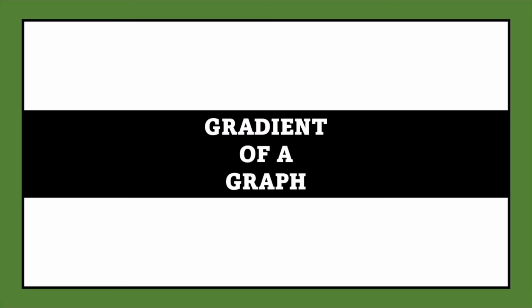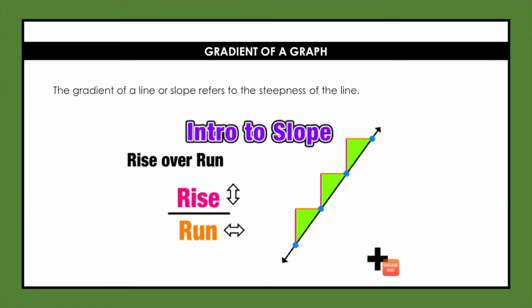Right, so here we are with our gradient of a graph. Now, what exactly is the gradient of a graph? The gradient of a line refers to the steepness of the line. That's why we use gradient and slope interchangeably, because if you think about it, it's really just how steep this line is. And steepness is a concept that we are familiar with because we are used to thinking about it in terms of hills and that sort of thing.